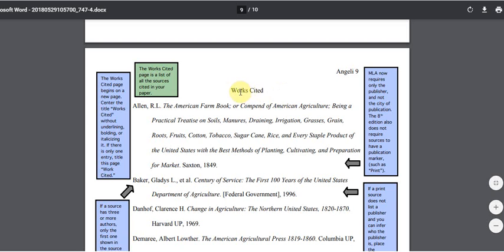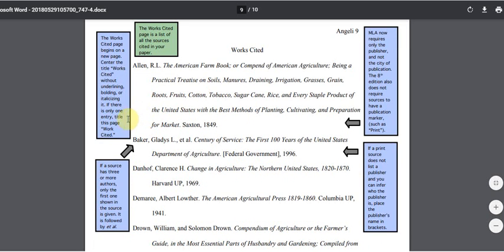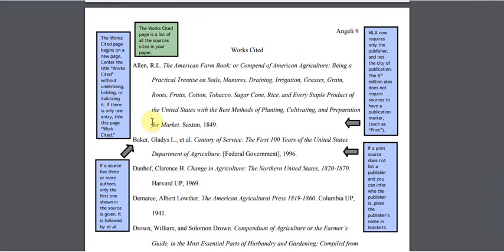I've seen them italicize it. I've seen them underline it. None of that is there. If there is only one entry, title this page Work Cited. That may happen. It won't in this paper. You're only going to really have 2, but it may be the case you only have 1 source. Now, a lot of teachers, depending on the research paper, its purpose and length, they may require you to have a minimum number, but it isn't unheard of to have simply 1.